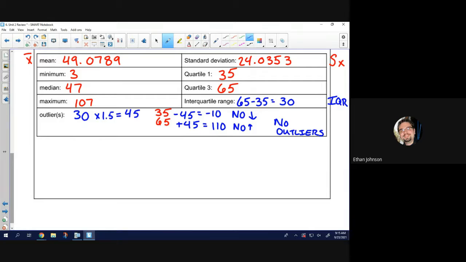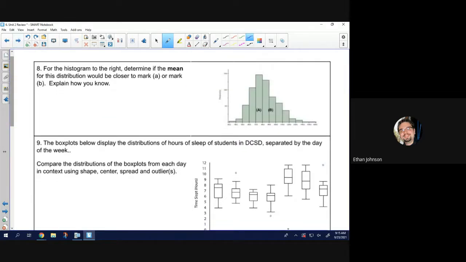Moving on. Number 8, for the histogram to the right, determine if the mean for this distribution will be closer to the mark A or the mark B. Explain how we know.